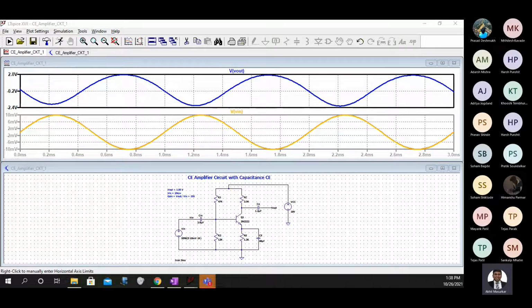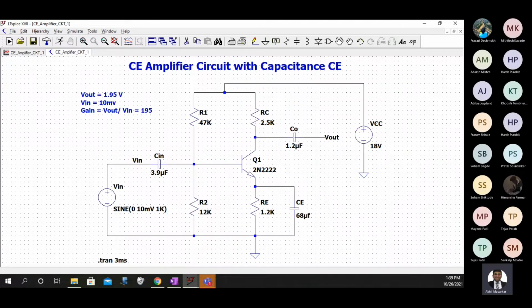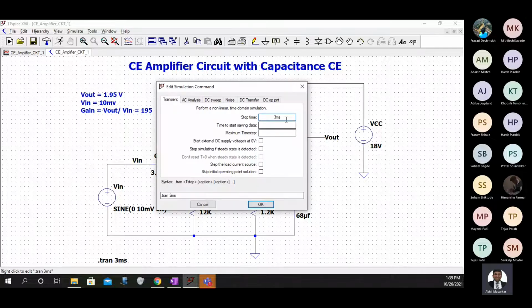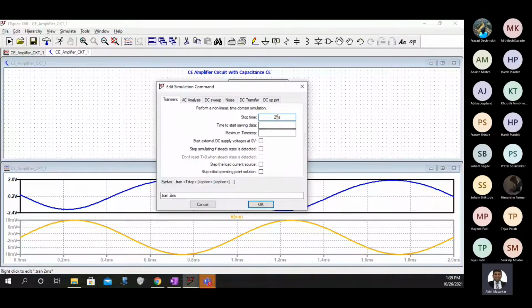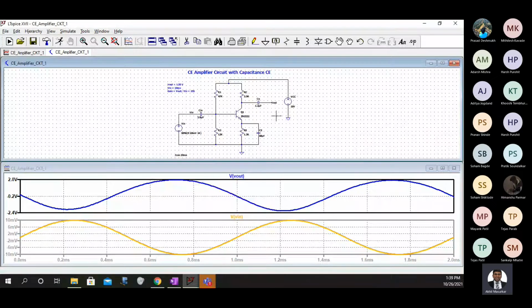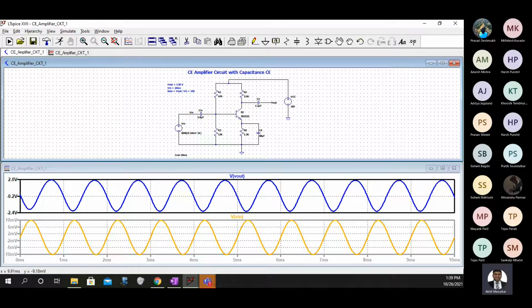So this analysis is called the transient analysis. You can see the dot tran command is being used. Now if I want to see only 2 cycles of the signal, that is also possible. Instead of 3 milliseconds in dot tran, I will make it 2 milliseconds. Run the whole thing again, and you can see just 2 cycles. If I write 10 milliseconds here, I'll be able to see 10 cycles. So you can see that there are 10 cycles.